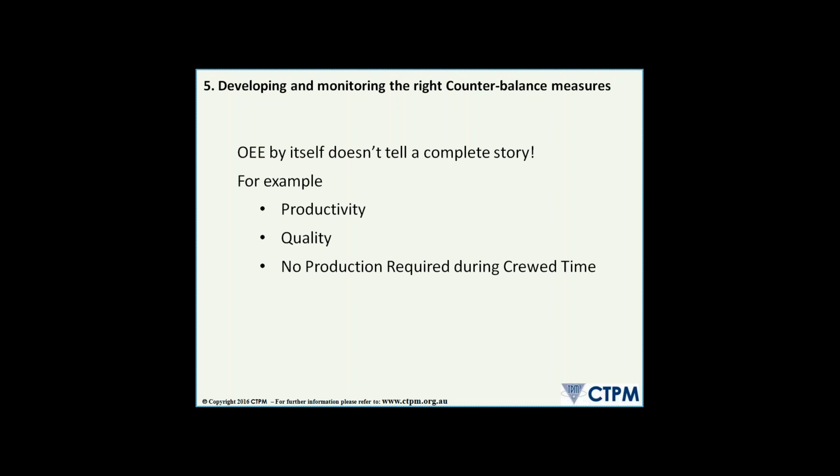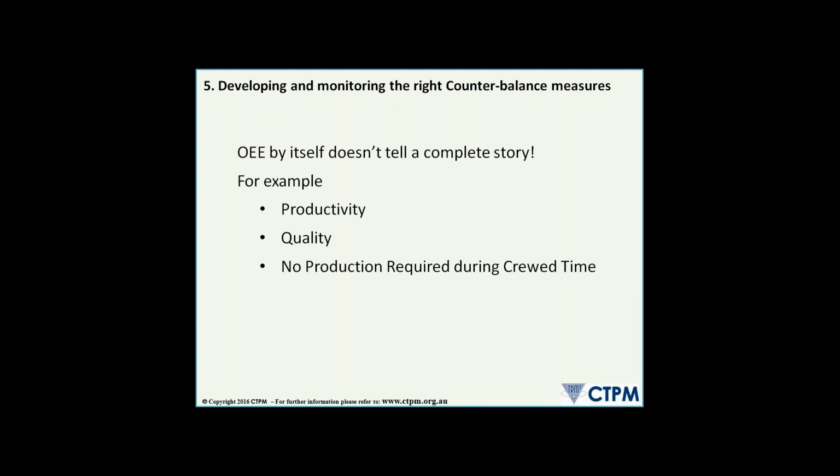And the last point for today was developing and monitoring the right counterbalance measures. So what do we mean by counterbalance measures? Well, it's all got to do with the learning that OEE by itself doesn't tell a complete story. It's a very good improvement indicator. We have OEE and we work out what our performance is. We determine what the ideal target for OEE is on a line based on all the assumptions for the losses, and it helps us close the gap. But we also have to keep an eye on other things, because OEE is about equipment performance. It doesn't cover things like productivity.